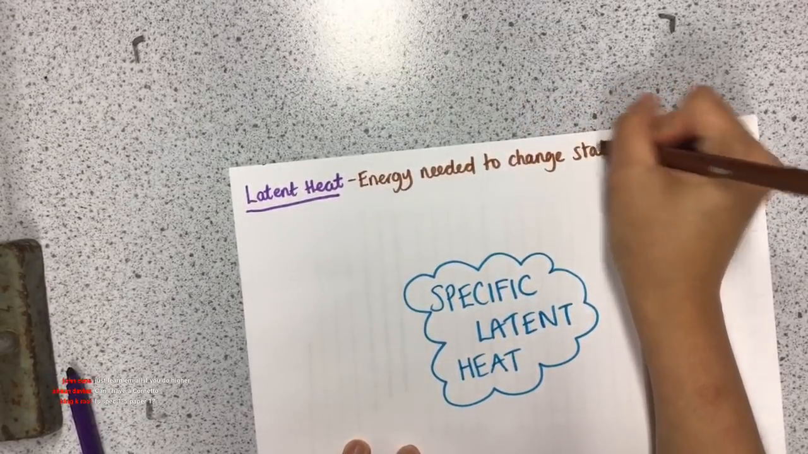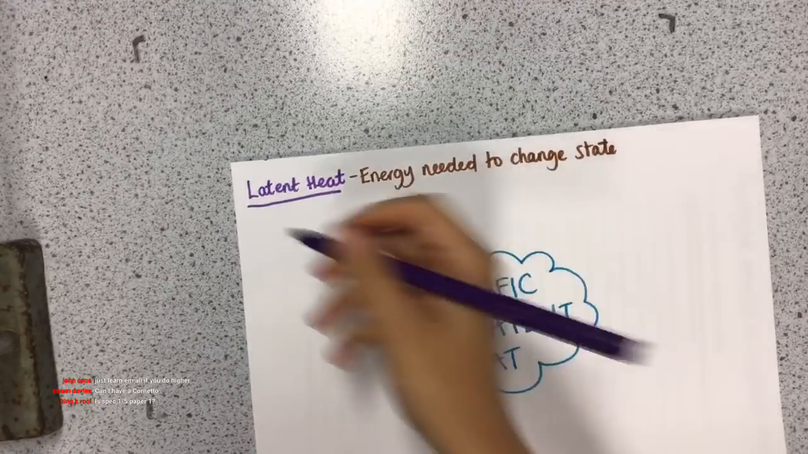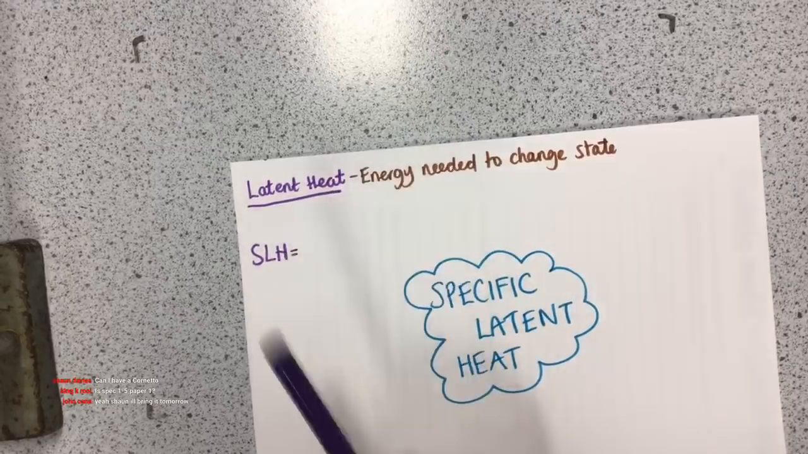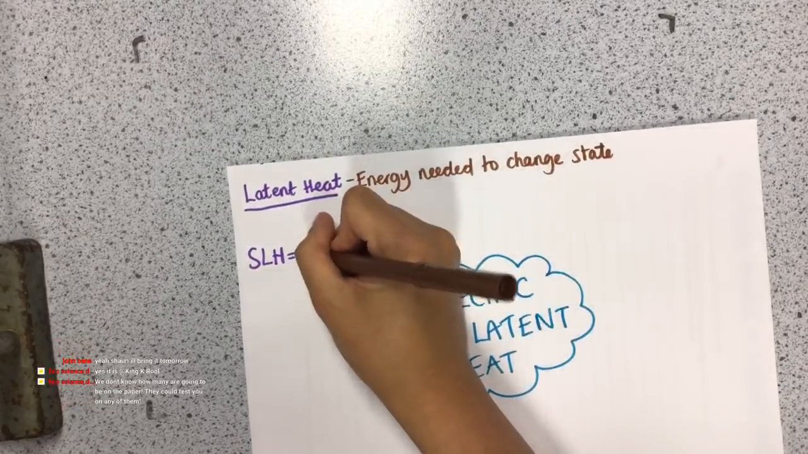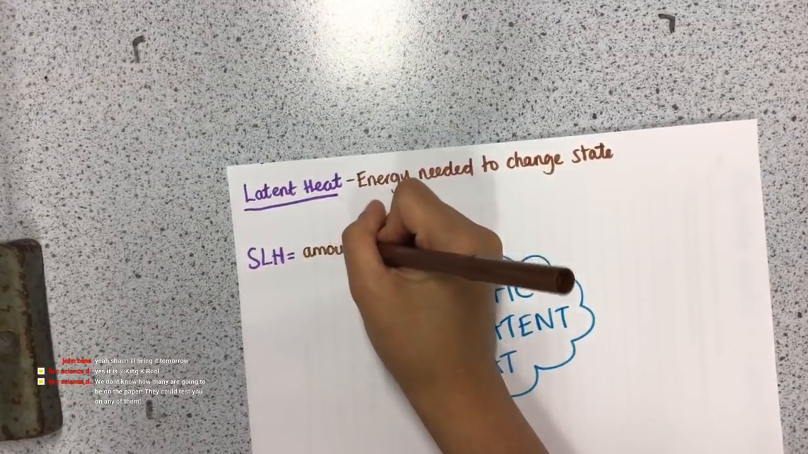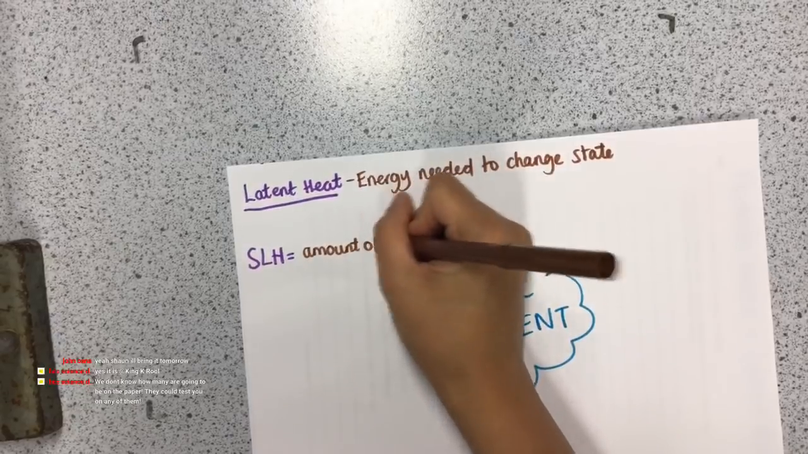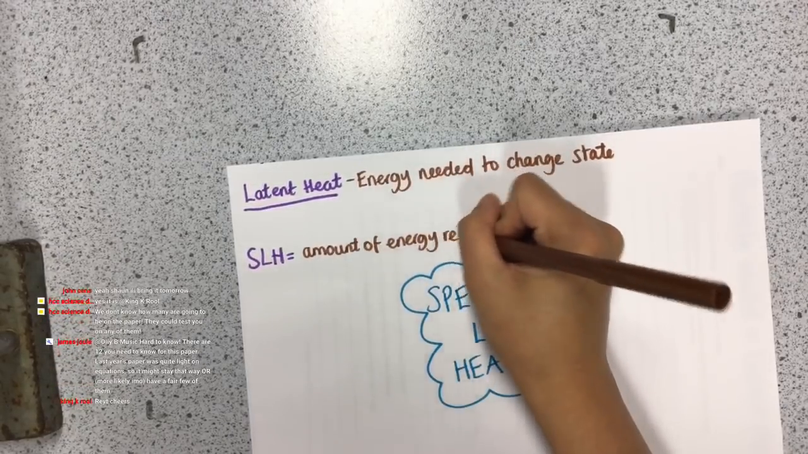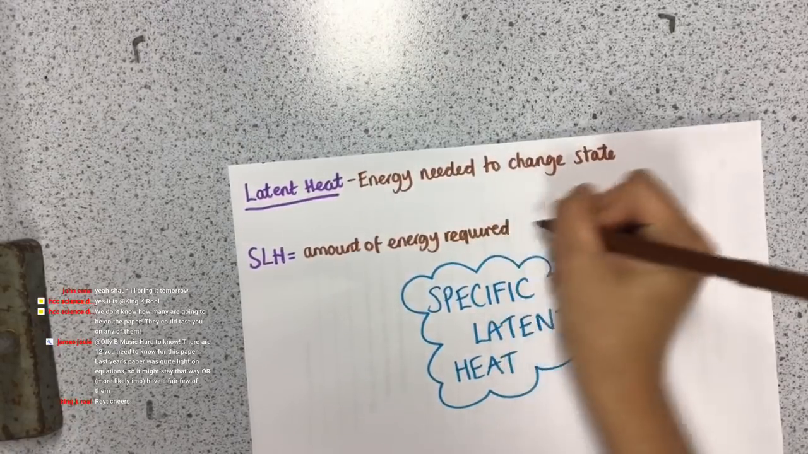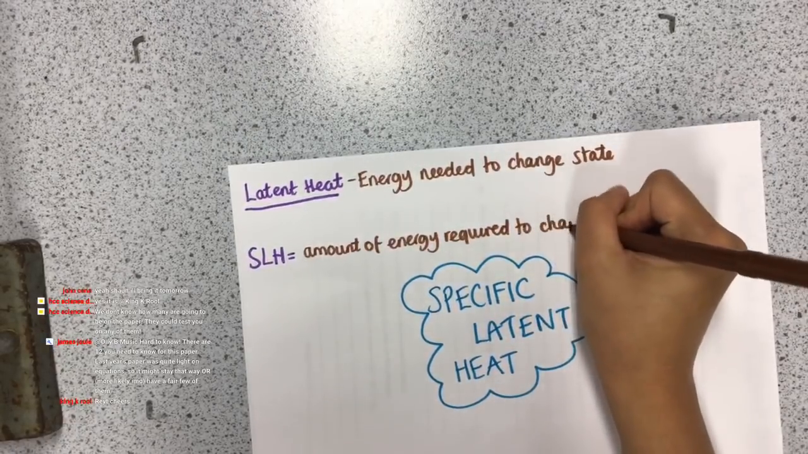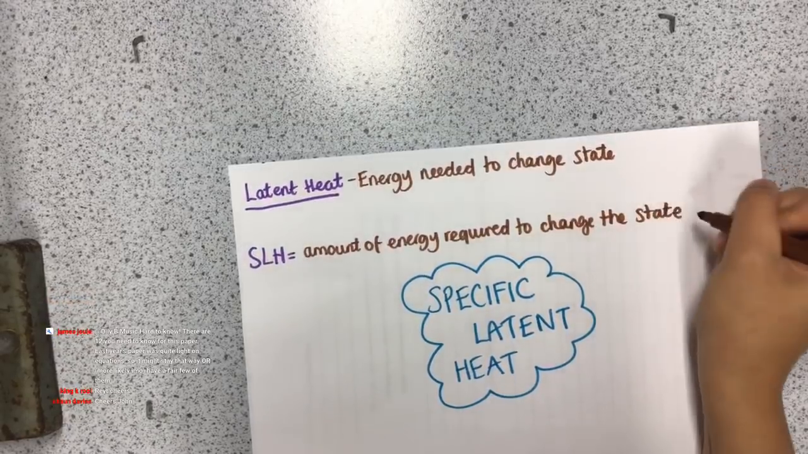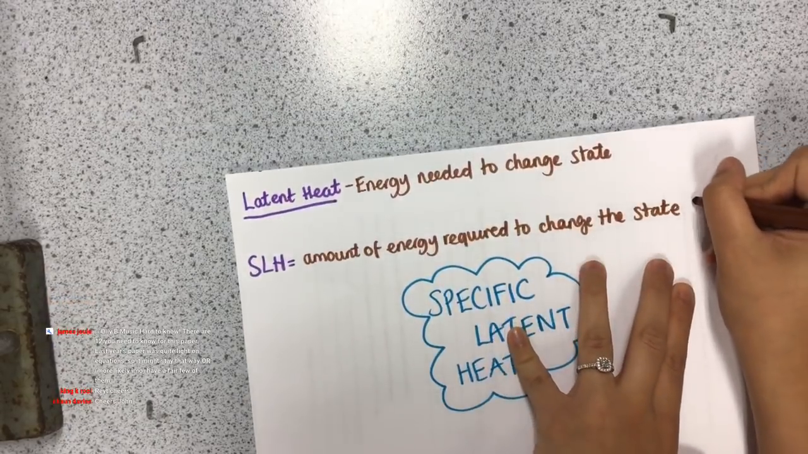Then we've got something which is specific latent heat. I'm just going to shorten it so it doesn't take me too long to write the definition out. And that is the amount of energy required to change the state of 1 kilogram of the substance with no change in temperature.